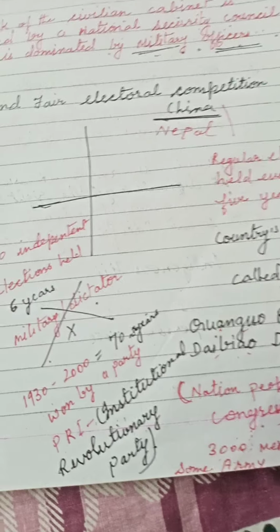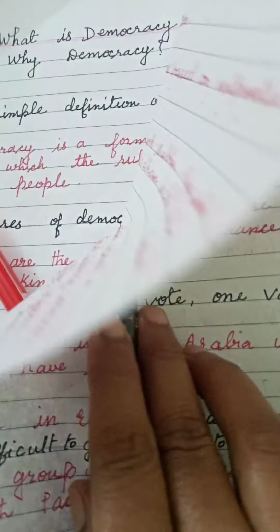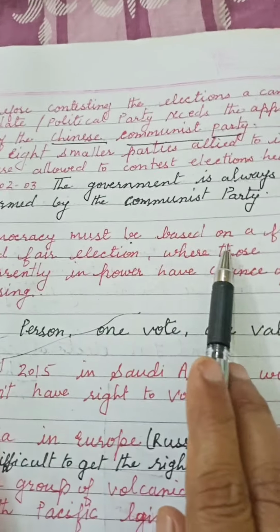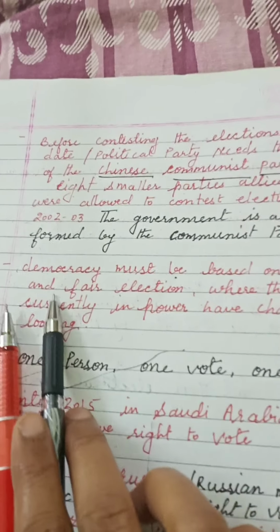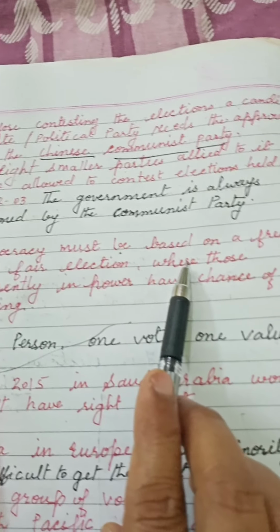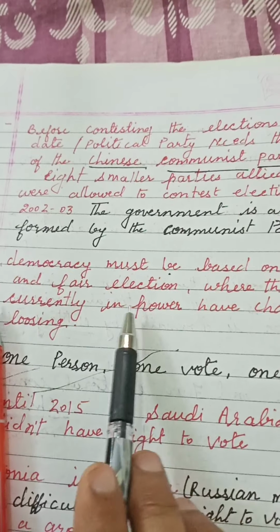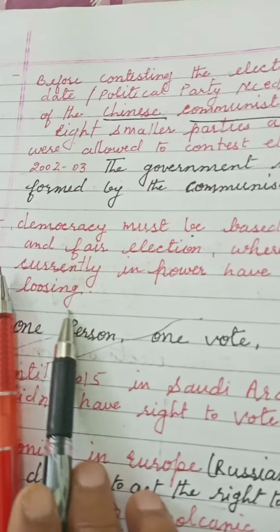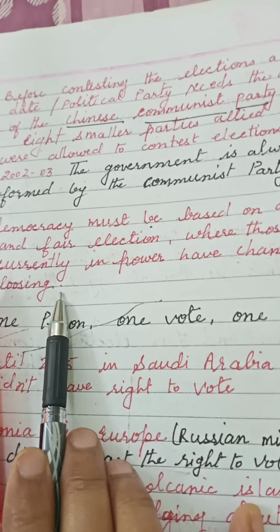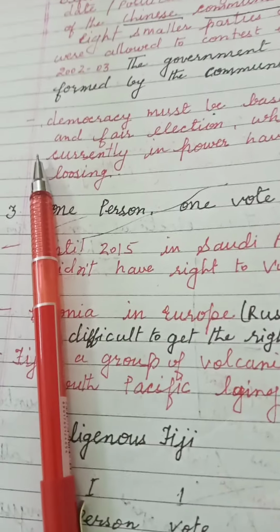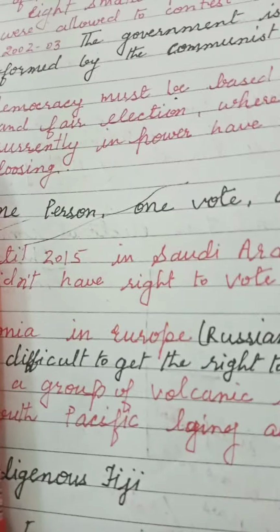Okay, so in this way you can see the second feature of democracy. The second feature of democracy is this, that democracy must be based on free and fair elections where those currently in power have a chance of losing. Here you have seen a party ruling continuously for 70 years.